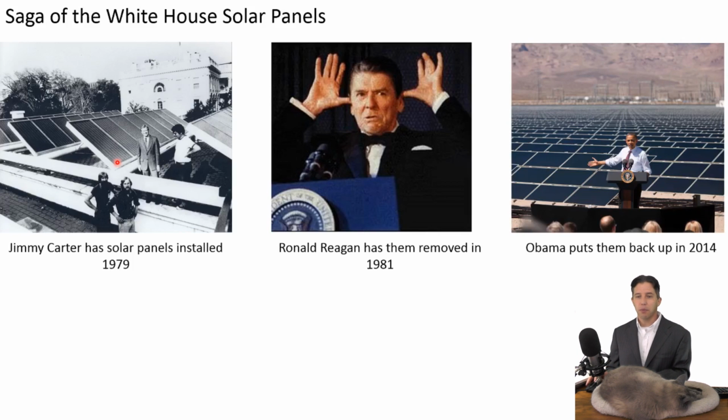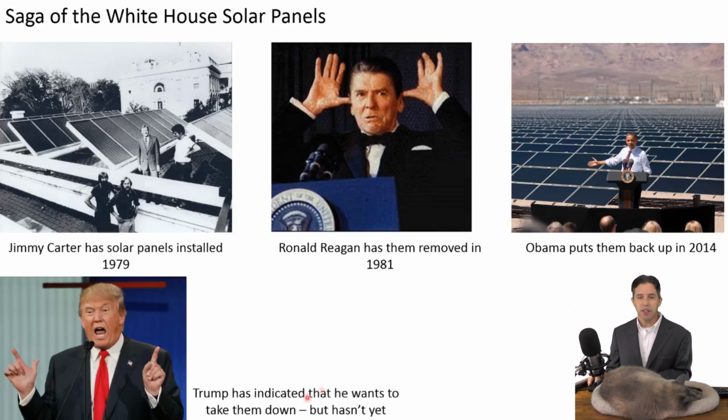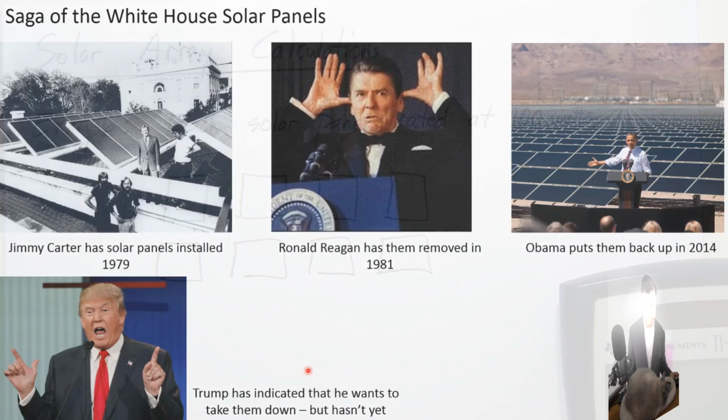And then fast forward a couple administrations, and Obama comes along and puts them back up, except they're different. The solar panels that Jimmy Carter had were for heating water. Obama's solar panels were for generating electricity. Then Trump gets into office and says he wants to take the solar panels back down again, but as of right now, he hasn't done that yet. So that's the kind of ridiculous thing we're into, that it's turned into this stupid political argument where if you're a Democrat, you're pro-solar, and if you're Republican, you're anti-solar, and it's just dumb. The whole thing is just dumb.